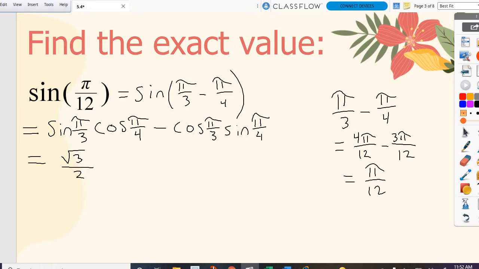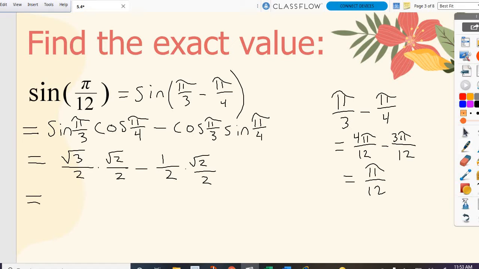What is cosine of pi over 4? What is cosine of pi over 3 then? If sine is square root of 3 over 2, what's the other option? 1/2. And then what is sine of pi over 4? Square root of 2 over 2.